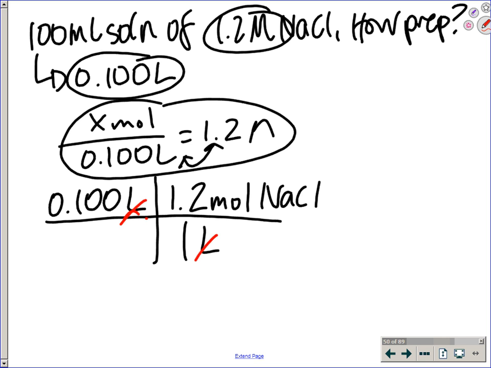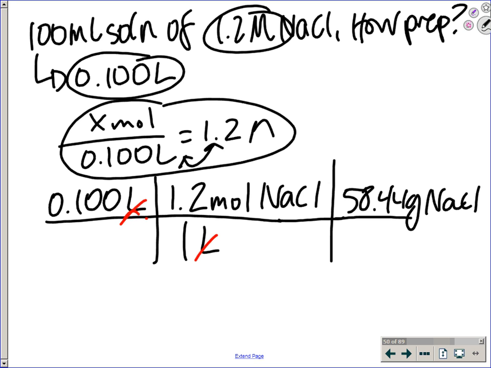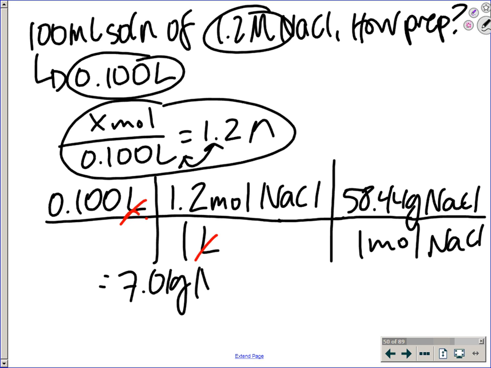Our scales don't measure in moles, right, guys? So what do I need to do? Convert to grams. What's the molar mass of sodium chloride? 58.44 grams of sodium chloride per mole. And how many grams is that? 7.01 grams of sodium chloride.